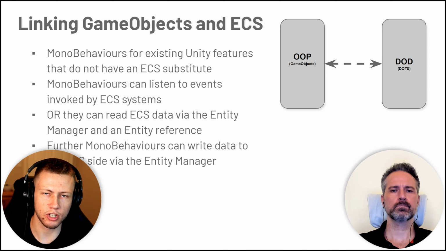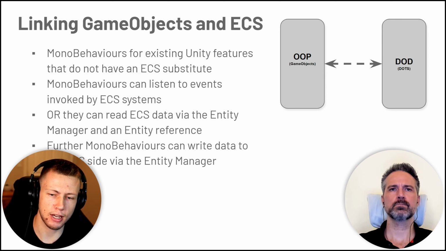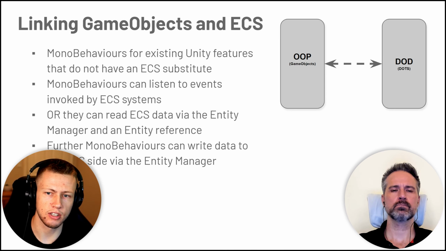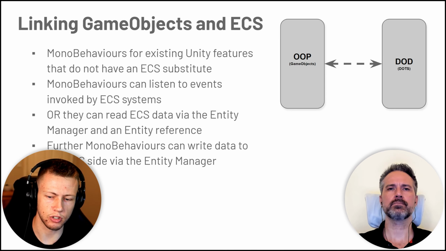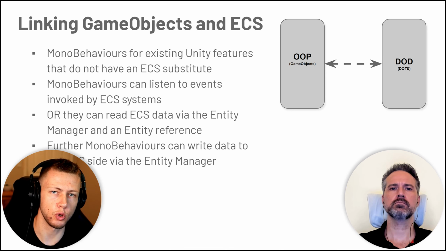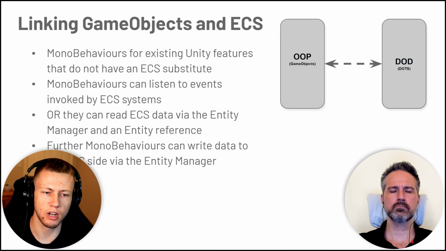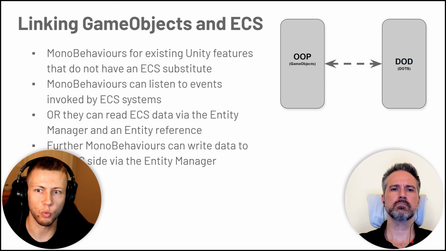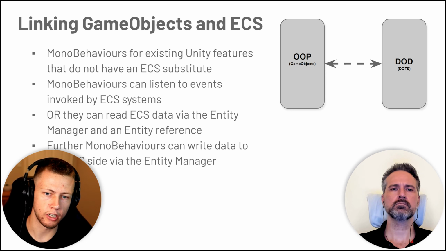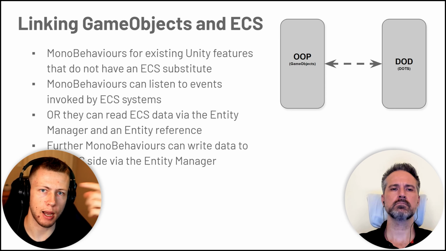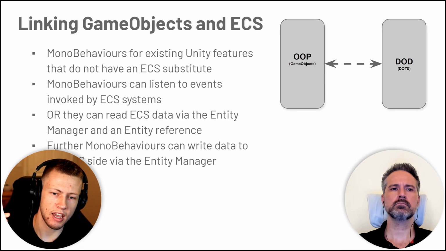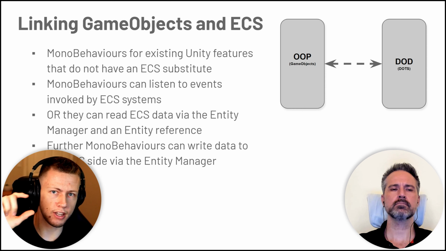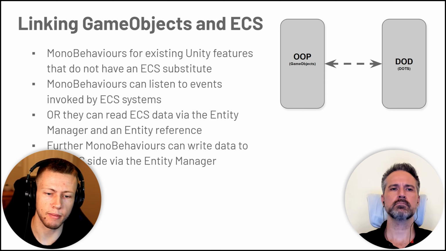So one option is to have some things on the mono behavior side listen for events that can be invoked by ECS systems. This is actually how I integrate with UI Toolkit, which we'll be talking about a little later. I have an ECS system that tracks when we need to update UI. When I do that, I can just invoke an event and pass along the relevant UI, and the mono behavior listens for that event. When the event is received, it updates that front end UI.